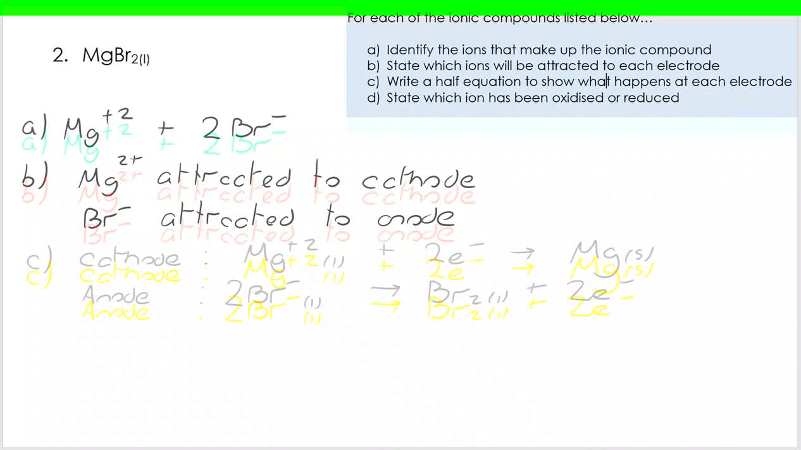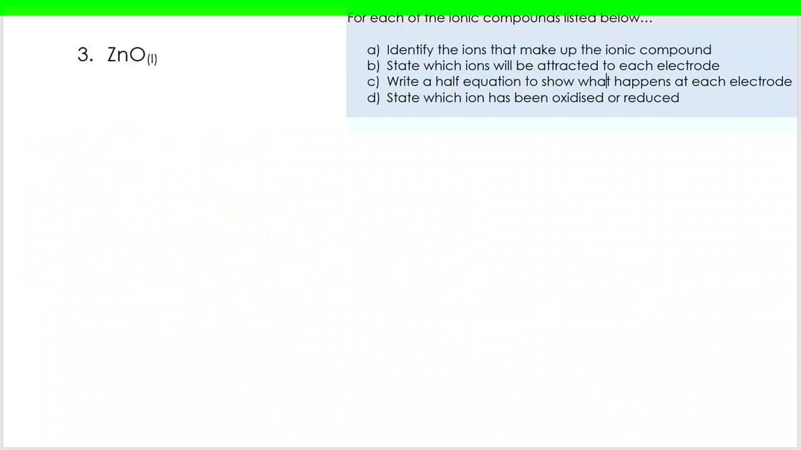So now we can do the half equations. Mg2+ gains 2 electrons to become Mg. State symbols are important here as well. And at the anode, 2Br- becomes Br2, having lost 2 electrons. At the cathode, we have got reduction because electrons have been gained. At the anode, we have got oxidation because electrons have been lost. You might be spotting other patterns here that are going to help you to remember it. Let's try ZnO.